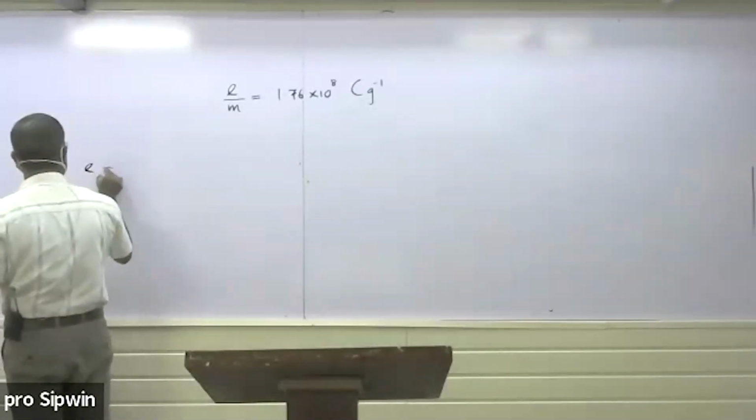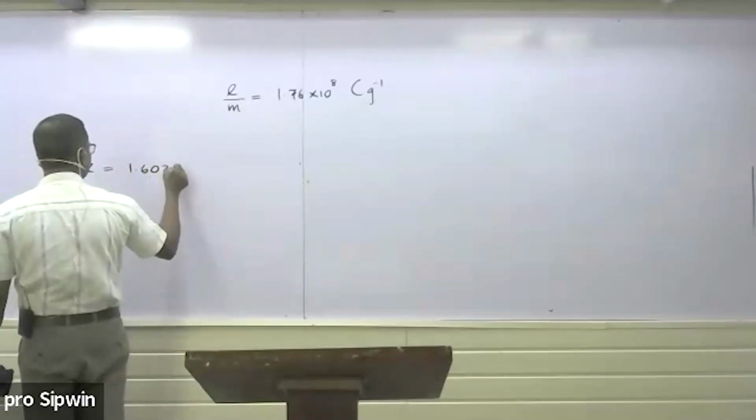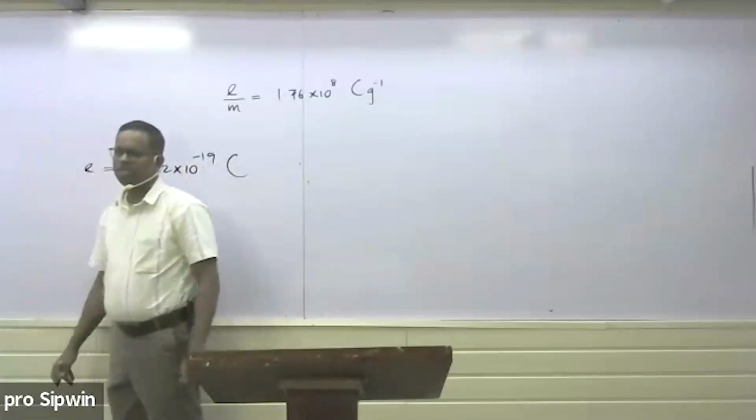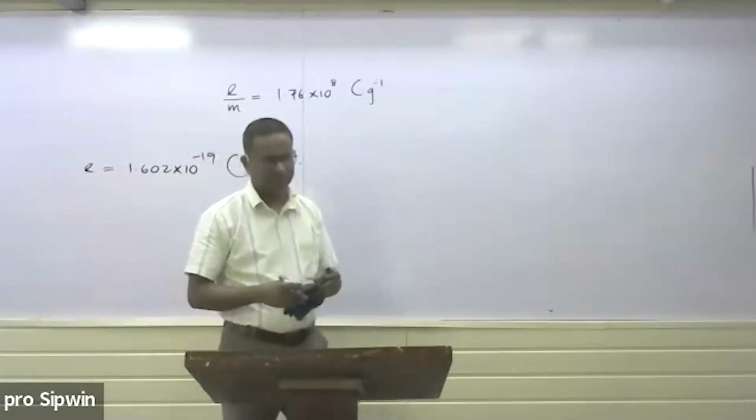E equals 1.602 × 10 to the power minus 19 coulomb. This one, even no need to remember.